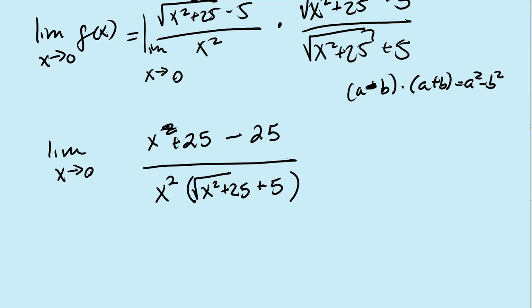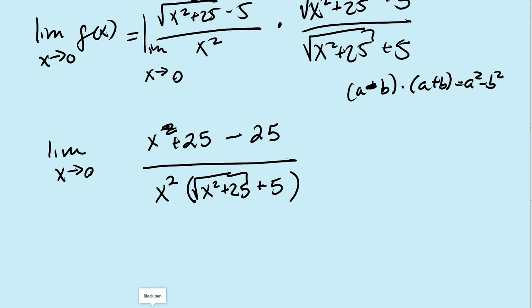A quick reminder, when we multiply two fractions, we multiply the two numerators and we multiply the two denominators, in case you've forgotten that. So that's just a side to remind you of how we multiply fractions. Okay, so we have this new function that we're looking now at the limit as we take x to 0.